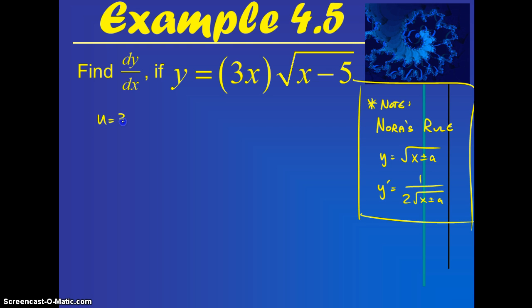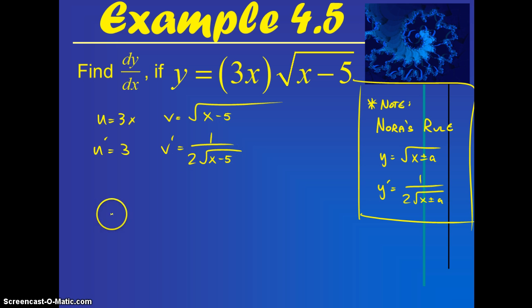So if my u is 3x and my v is the square root of x minus 5, u prime is simply 3, and v prime, according to Nora's rule, is, whoops, I already messed that up, 1 over 2 square root of x minus 5. So when I put together my dy dx, which is what my problem's asking for, I can take v times u prime, which is outside the parentheses, plus u times v prime.